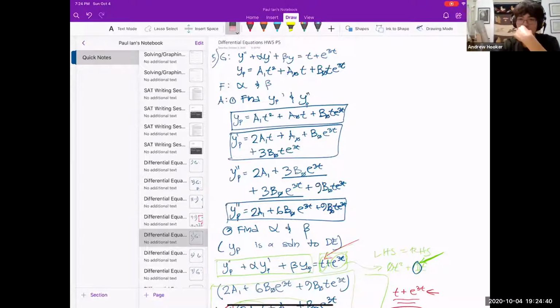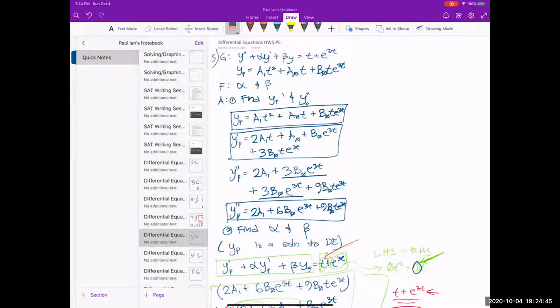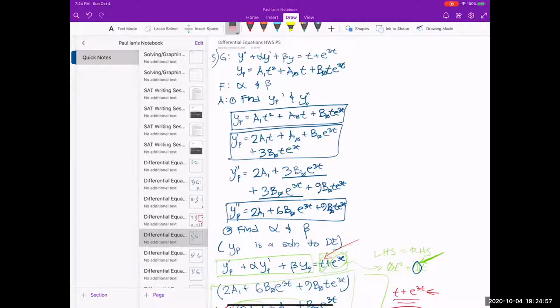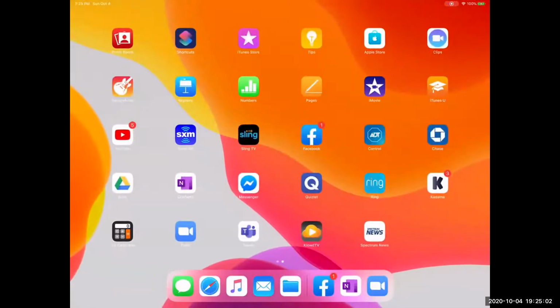Let me look at problem one. Okay, I'm looking at it right now. It says put the differential equation in the form of y prime plus p(t)y equals g(t). This is the first order form, right? And find p(t) and g(t). So the way you would do this, actually, let's just go over this one. Let me share this screen instead.